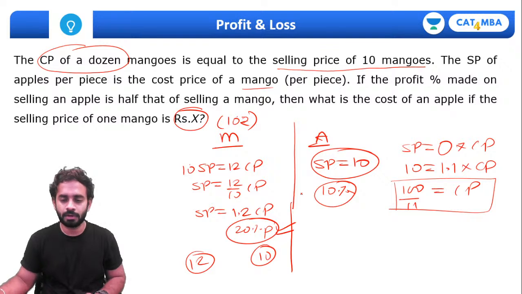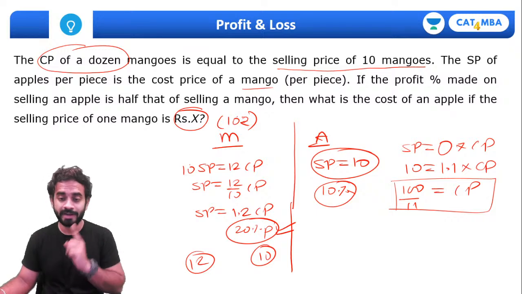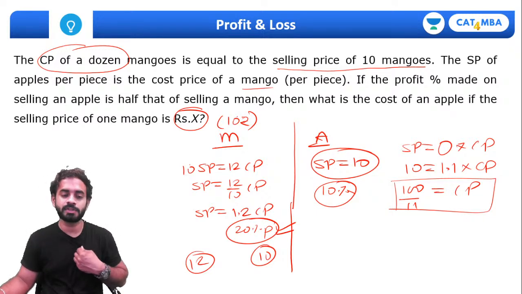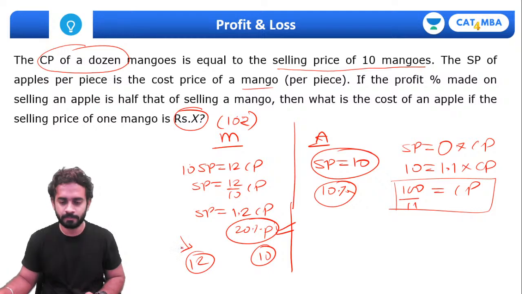Okay, now then what is the cost of an apple if the selling price of one mango is x rupees? Here I have taken x as 12, right? So if x is equal to 12, then what value will be equal to 100 upon 11?